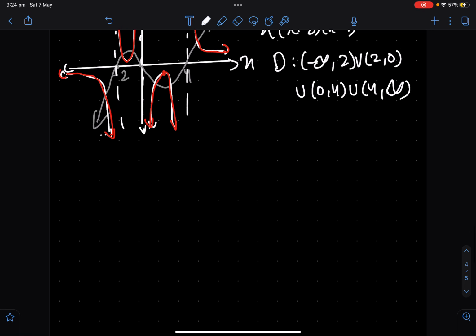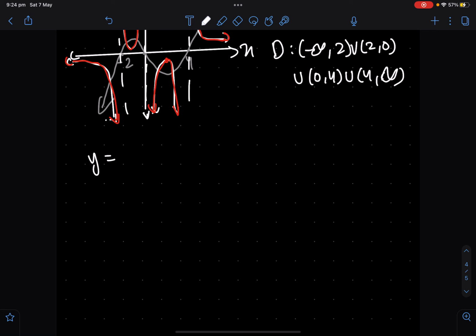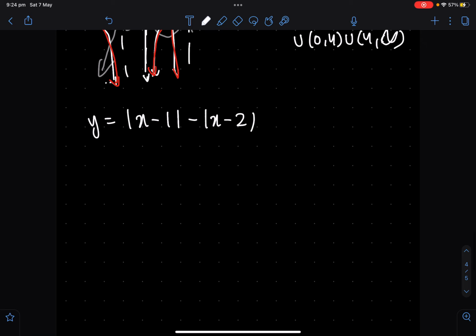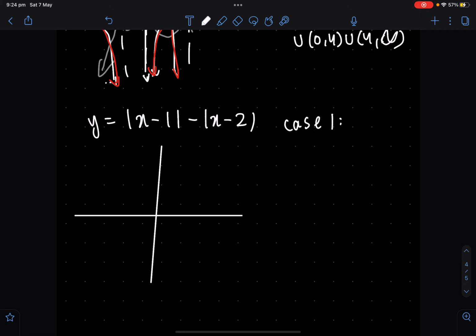Actually, no, we have one more function. We would say y is equal to absolute value of x minus 1, minus absolute value of x minus 2. Now, when we are graphing multiple absolute values, we have to take cases. First, actually, we should slow down and take a look at the critical points, which are 1 and 2.